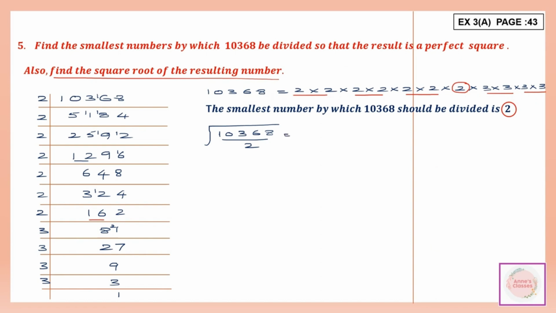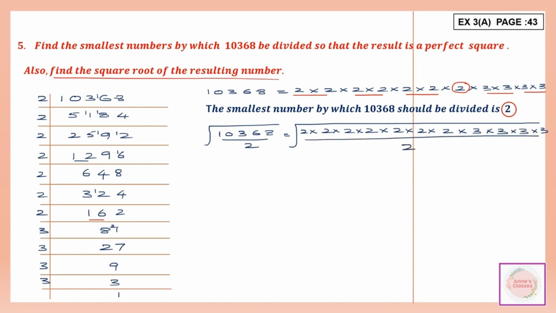So let's write that down. So this will be all the factors. So there are 7 2's there. 1, 2, 3, 4, 5, 6 and 7. And there are 4 3's, isn't it? 1, 2, 3 and 4. Now this whole thing should be divided by 2. So now here what we can do is, when we divide 10,368 by 2, what we get is 5,184. So this is the resulting number and we have to find the square root of this. So here first what we can do is we can cancel this 2 with any one of these 2's here.